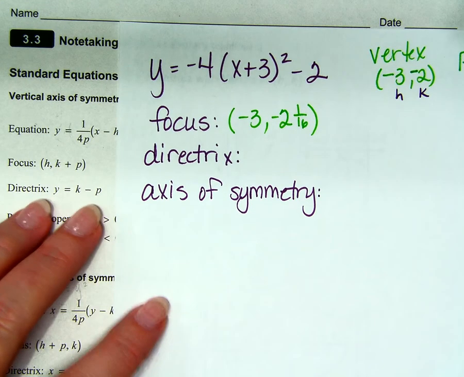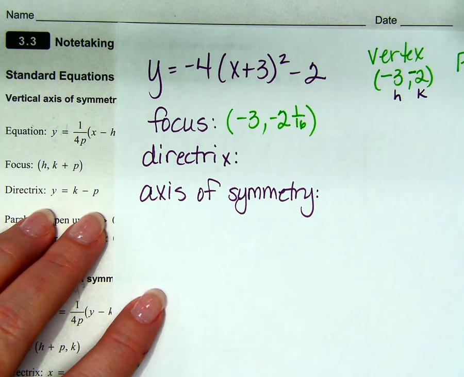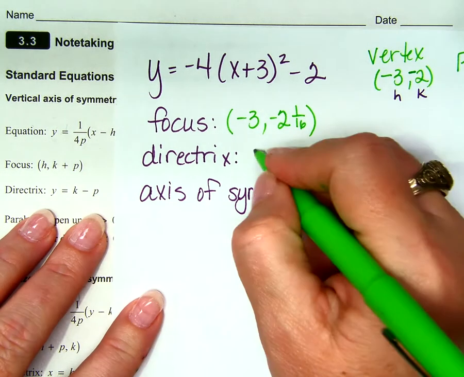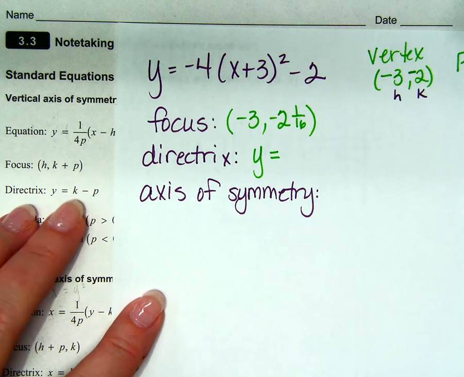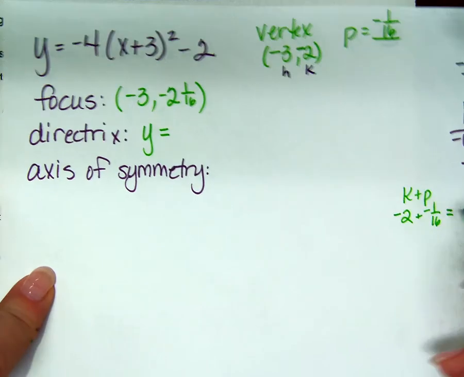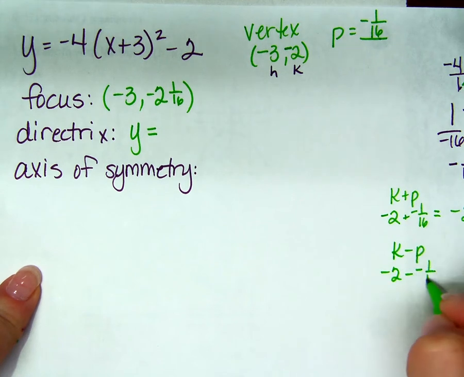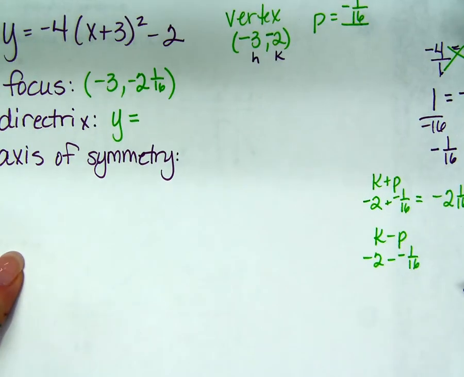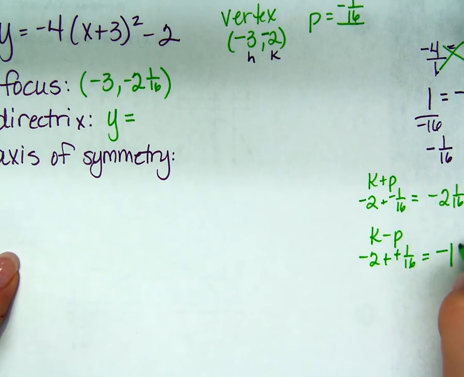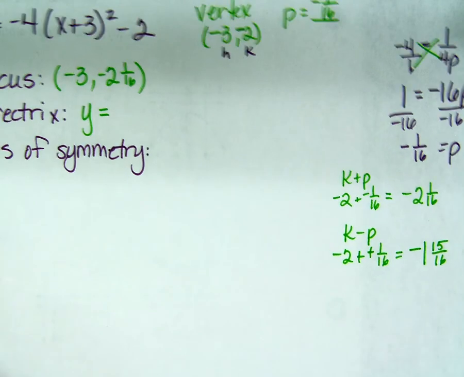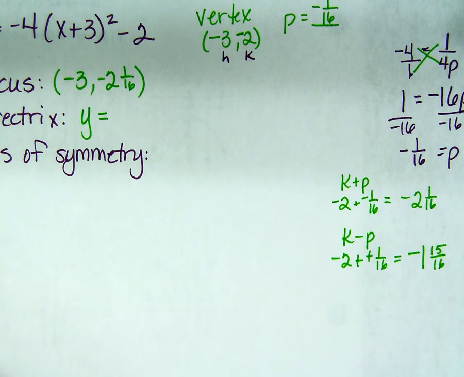Just teasing. What about the directrix? The directrix is a line, so we name it as a line. Y equals k minus p. K is negative 2 minus a negative 1/16. What happens here? Yeah. So I get negative 1 and 15/16. We could do the decimal to that, but we are not afraid of fractions, so we're going to leave it negative 1 and 15/16.